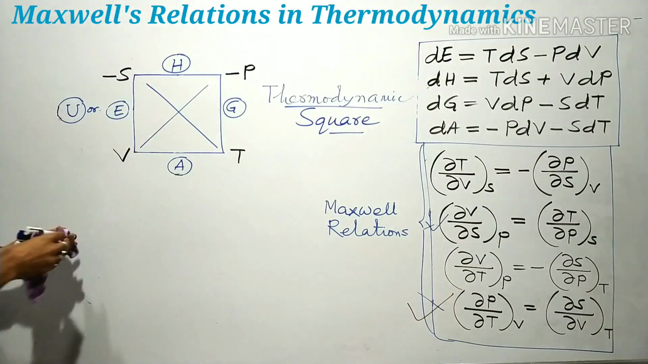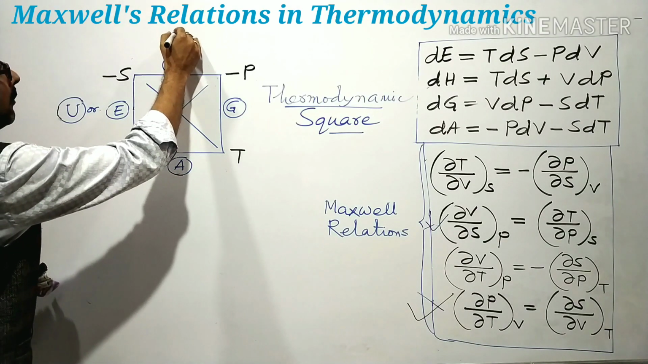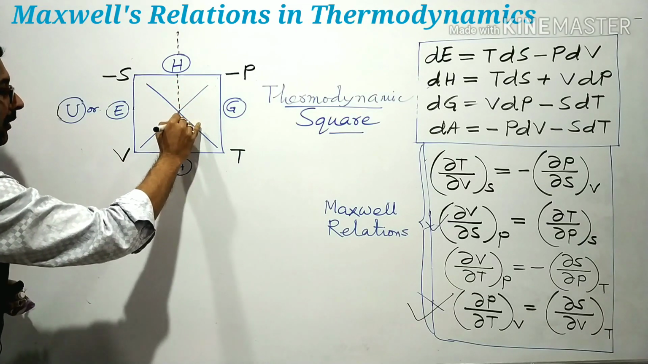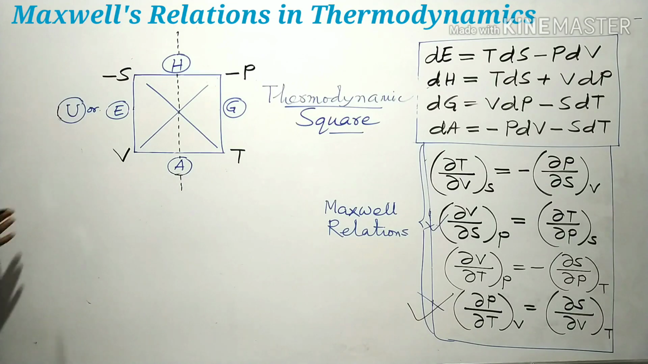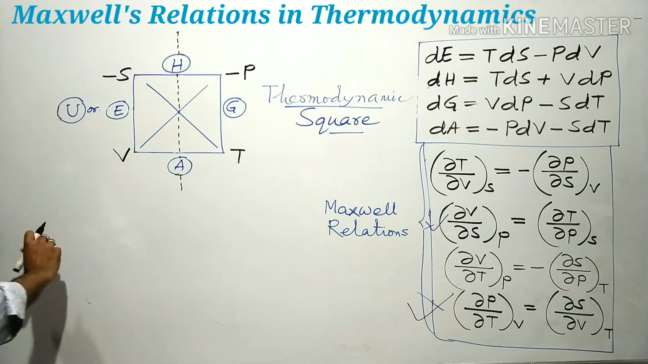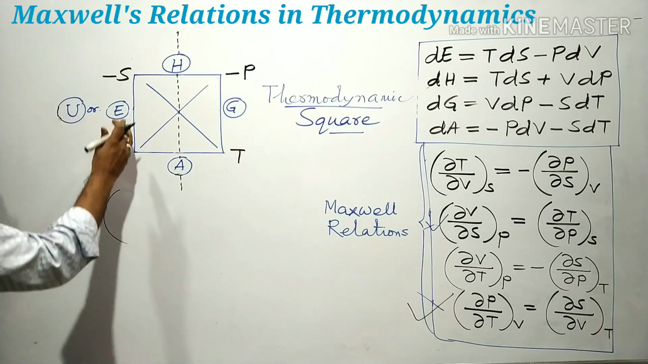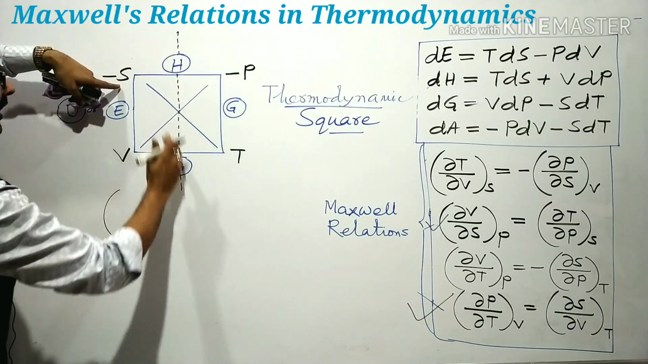Next we have to find the other two. We have to divide the square by a vertical line like this. Okay, now we can find the other two relations. Now we divide S by P. This is our dividing line.